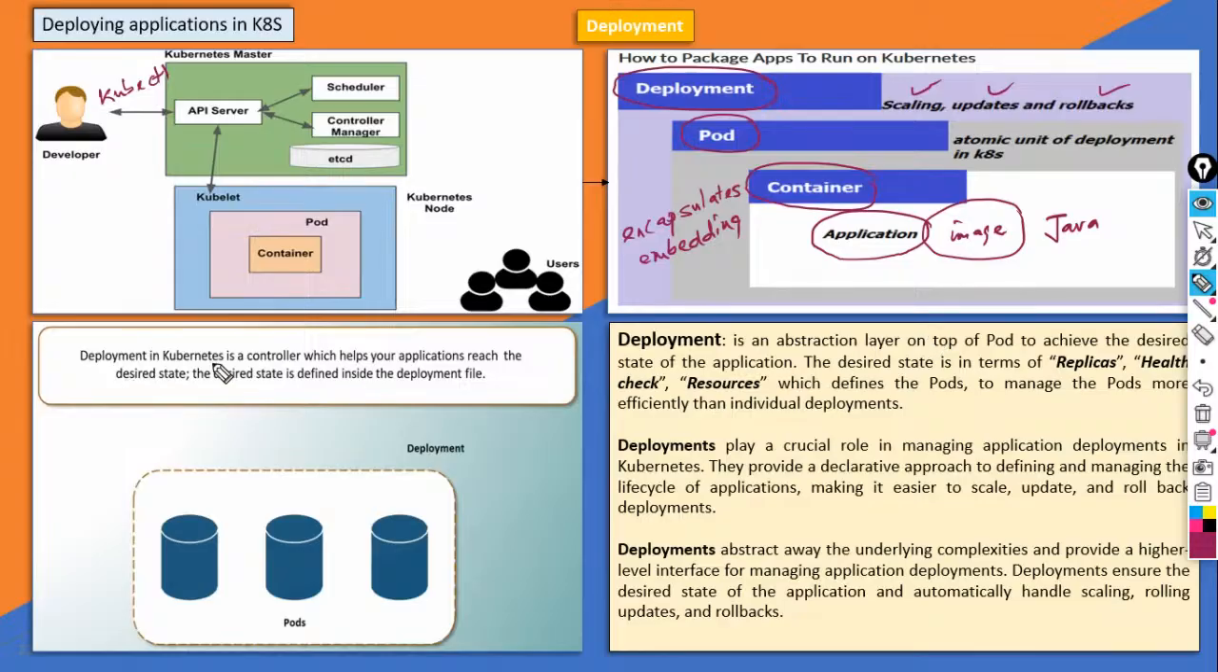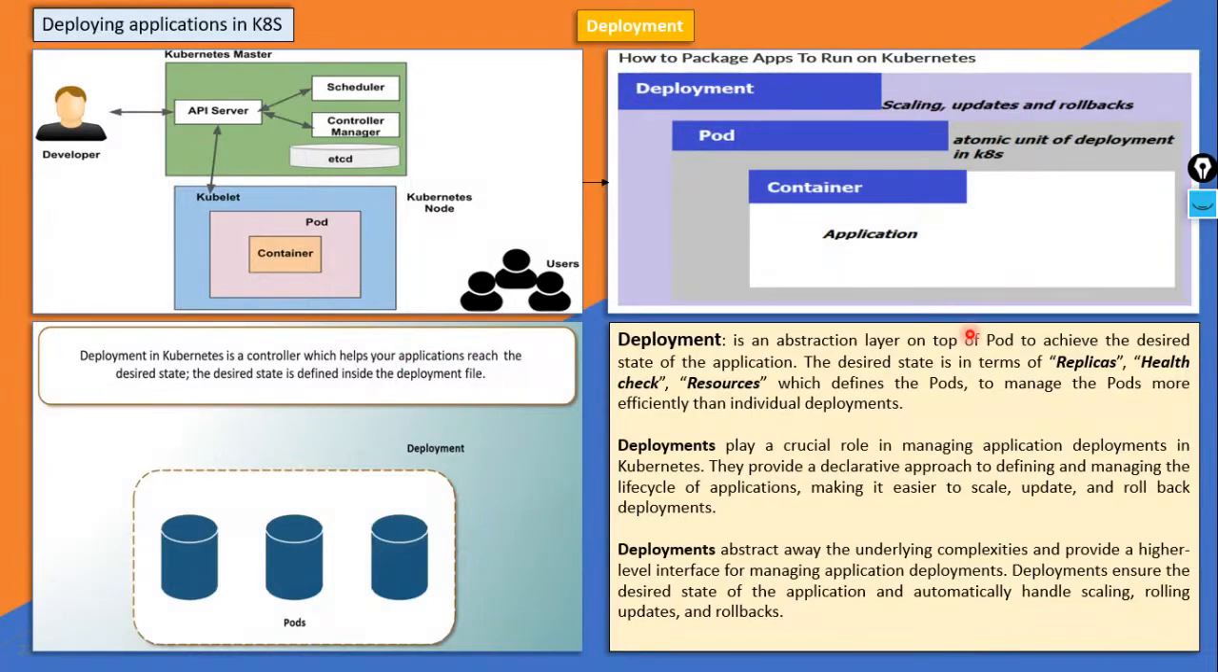So the deployment in Kubernetes is a controller which helps your application reach the desired state. The desired state is defined inside the deployment file, the manifest file. All these definitions and configuration will be done inside the deployment file. I do not have scope to show what a deployment looks like, but that's okay. Deployment is an abstraction layer on top of pod to achieve the desired state of the application, in terms of replicas, health checks, resources, which manages the pods more efficiently than individual deployments.